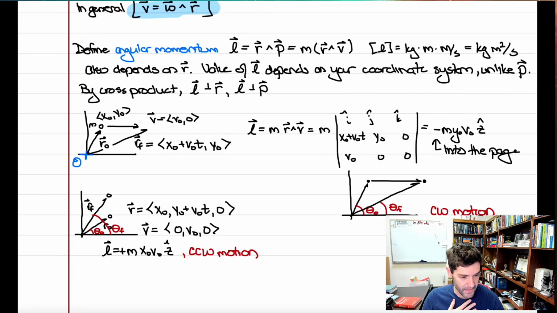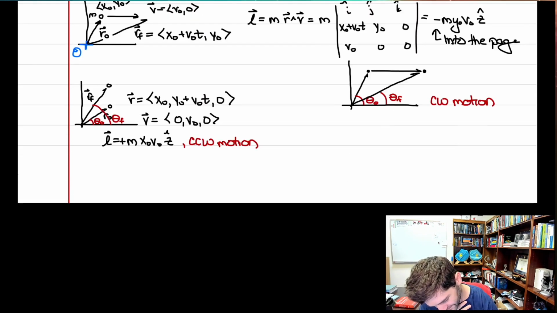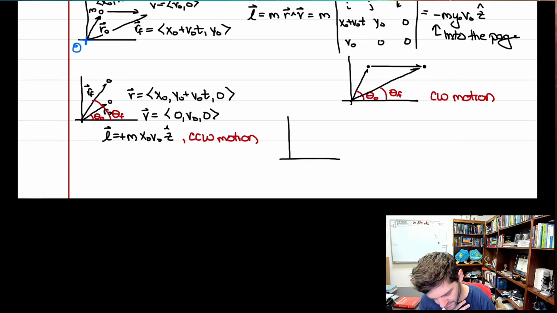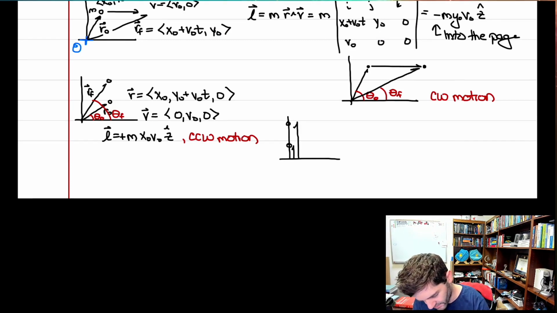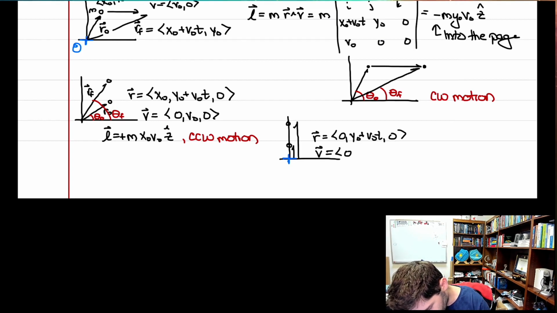And just to make it clear how much this depends on your origin, I could take the same exact problem of purely vertical motion, but maybe I shift my coordinate system such that the origin is immediately below it. Essentially I could take the origin and move it over a little bit, and measure angular momentum from this location. Well, in this case, position is 0, y naught plus v naught t, 0, and v is the same, unchanged.